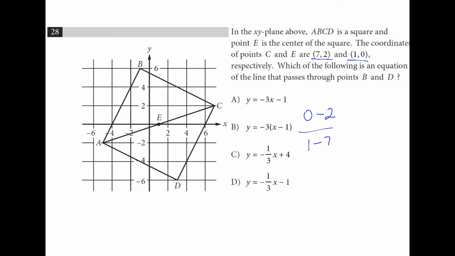That's one way to do it. And I get negative 2 over negative 6, which translates to 1/3. So if I want to flip this and make it negative, my new slope is going to be negative 3 over 1. So that means these are wrong, and it's either A or B.